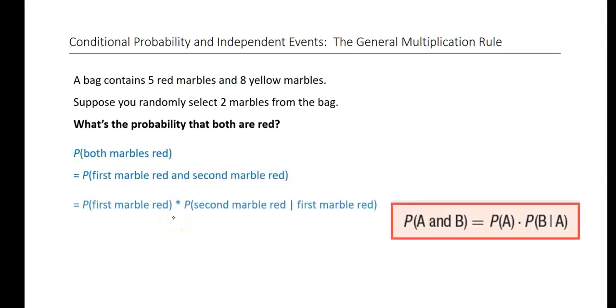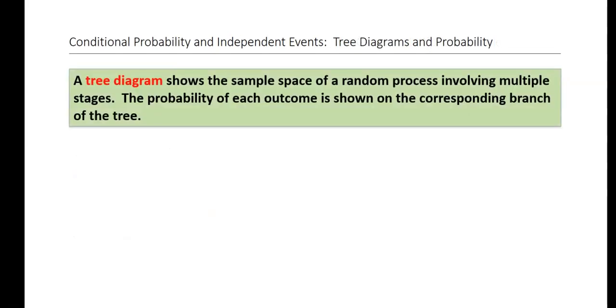They wrote it this way. What's the probability of getting the first marble red? 5 out of 13. And then given that we've already picked one red marble, the second one would be 4 out of 12. And you get your answer.